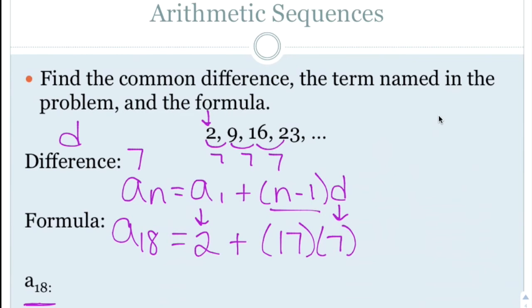From here, you could just plug this straight into your calculator. 17 times 7 gives you 119. And 2 plus 119 is 121. So what we just found is that the 18th term is 121. We could add 7 until we get to the 18th term and check that it also is 121.